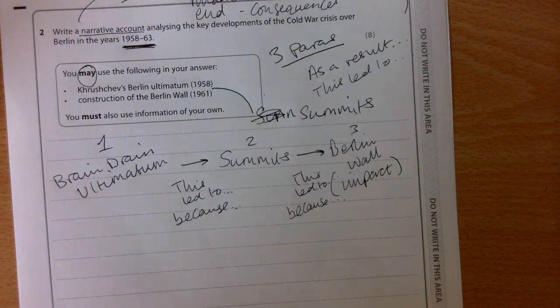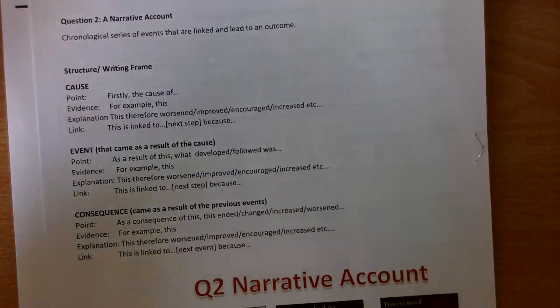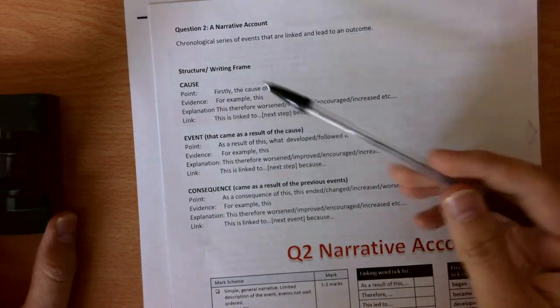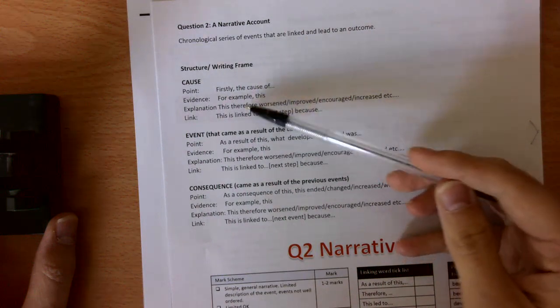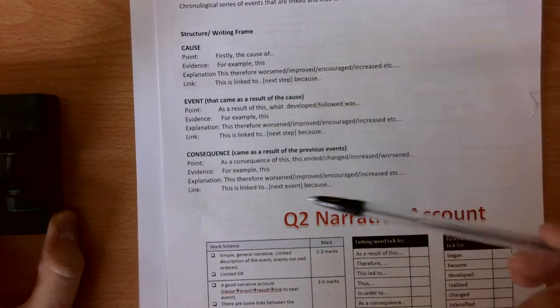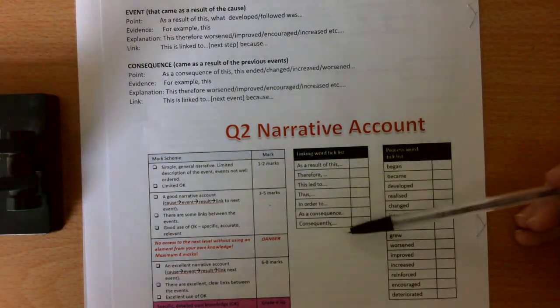If you've still got the writing booklet that I gave out to all of you, you've actually got a writing frame for this in there. You've got the causes paragraph and how you might structure that. You've got the events paragraph or the transitional paragraph. Then you've got the consequence paragraph. You've also got a list of words that you might want to use here.